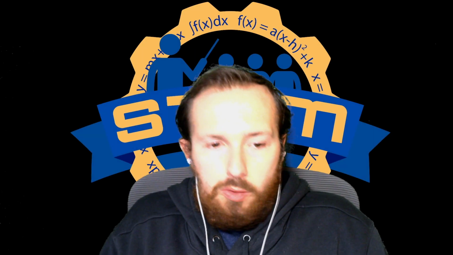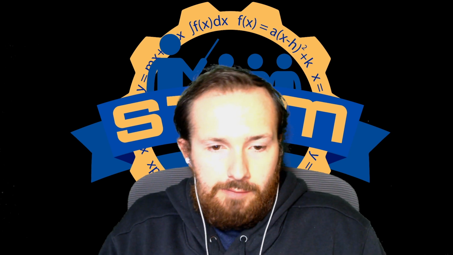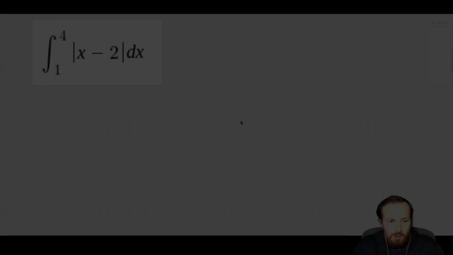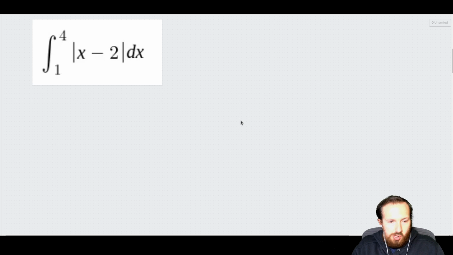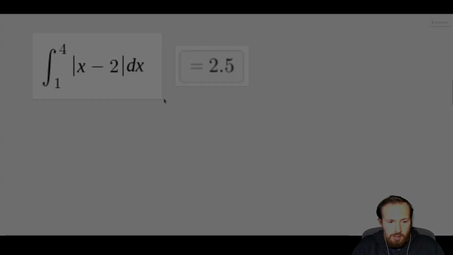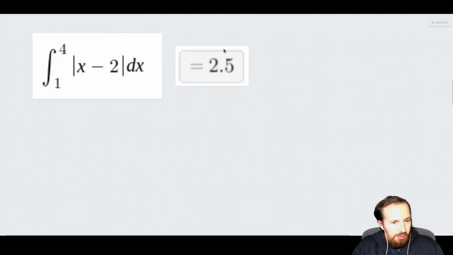In this video, we're going to show how to integrate an absolute value function. So let's jump in. Go ahead and pause the video and see if you can integrate this by hand. Coming back, here's the answer, 2.5. If you're able to get that easily and with multiple methods, feel free to skip the video. Otherwise, we'll dive into it here.